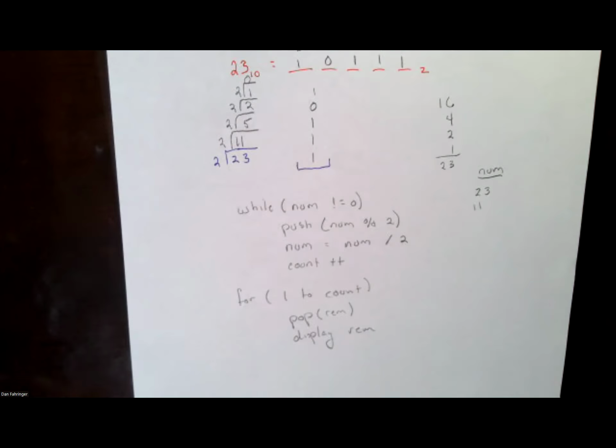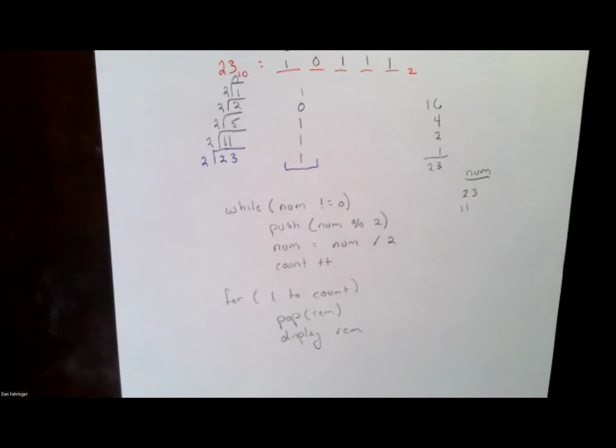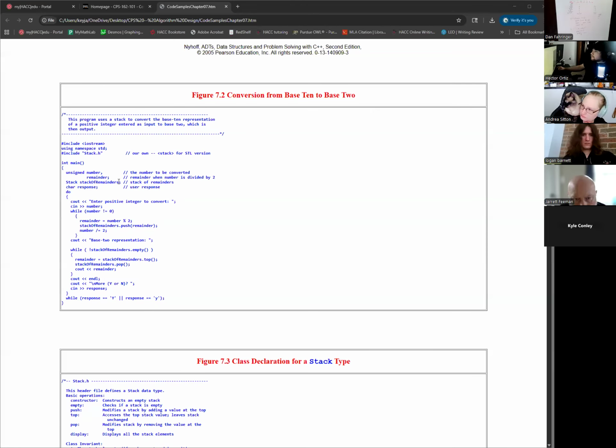Now go to D2L. You are going to see something that I posted for today. I don't know where I put it. Somebody pull it up and share it. That would be great. It's called Code Samples, Chapter 7, because this is in the NIOP book. This is the NIOP book, Chapter 7.